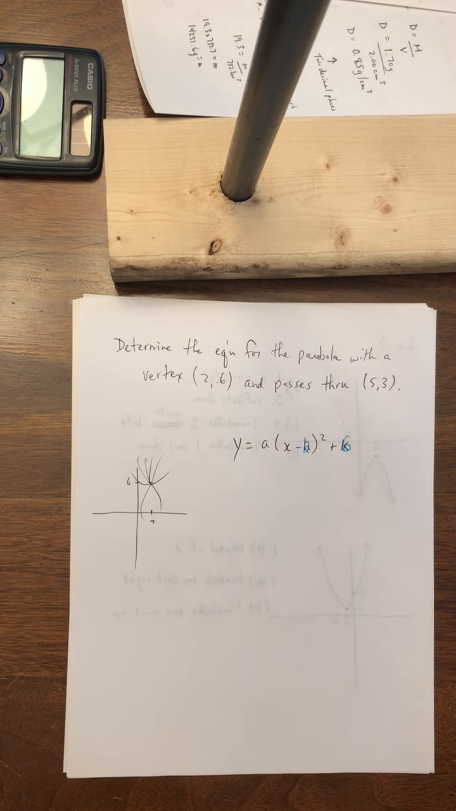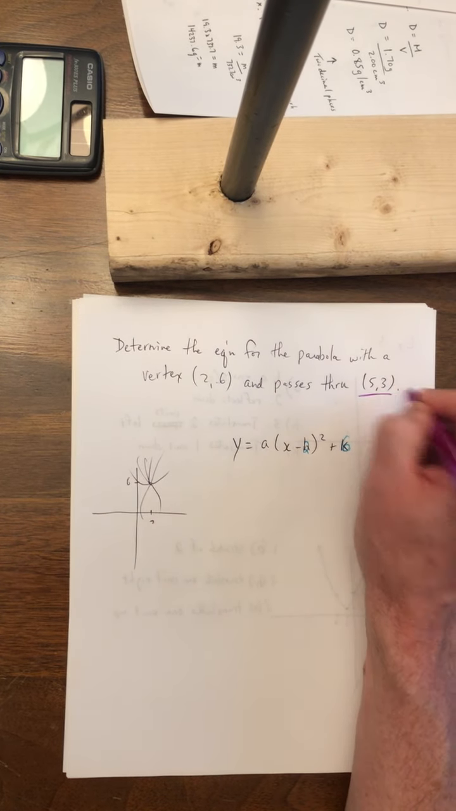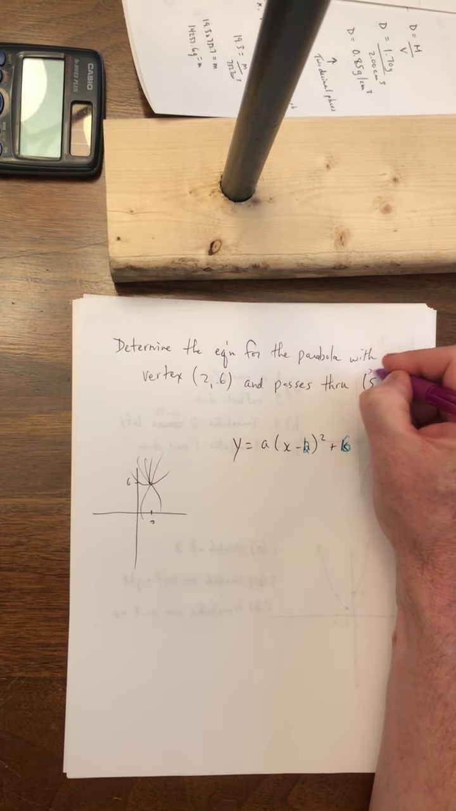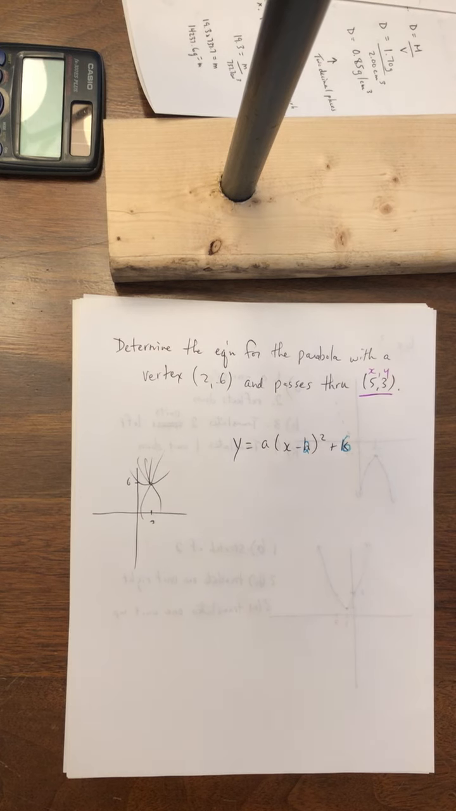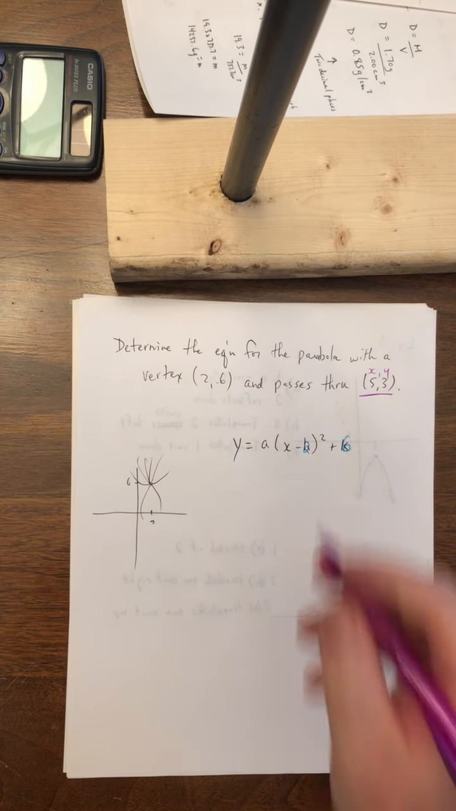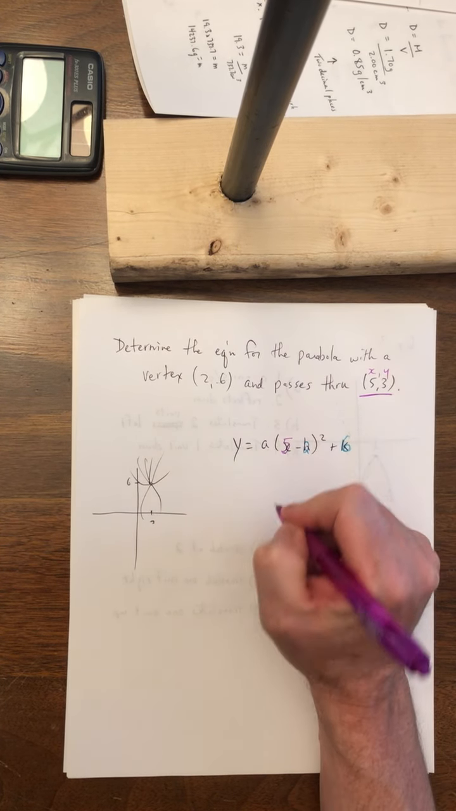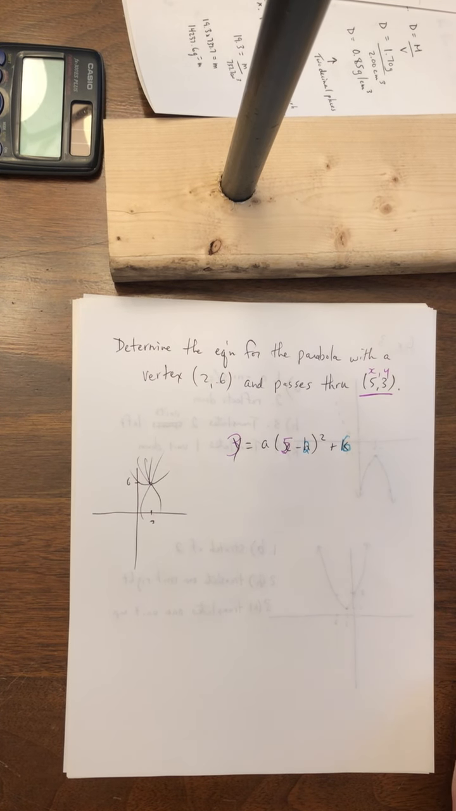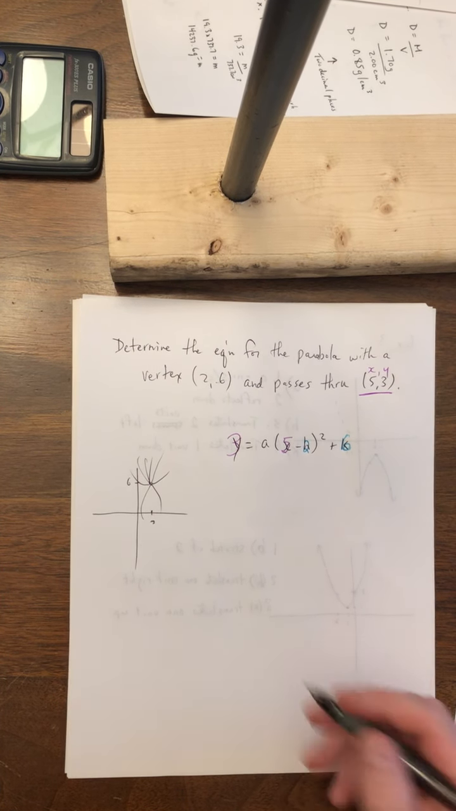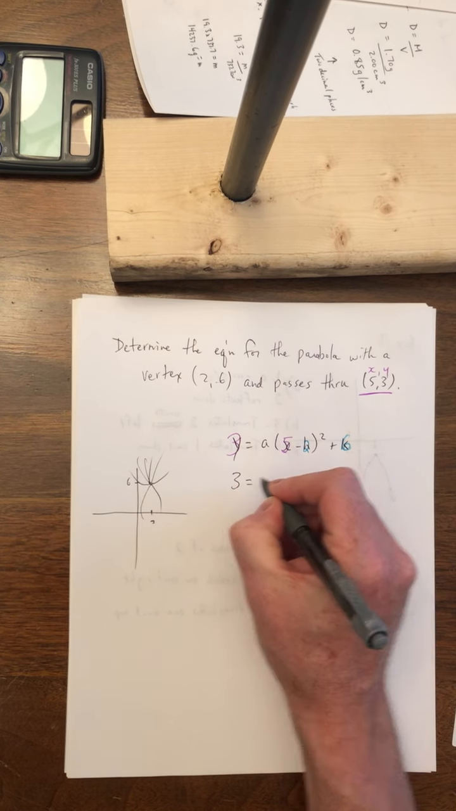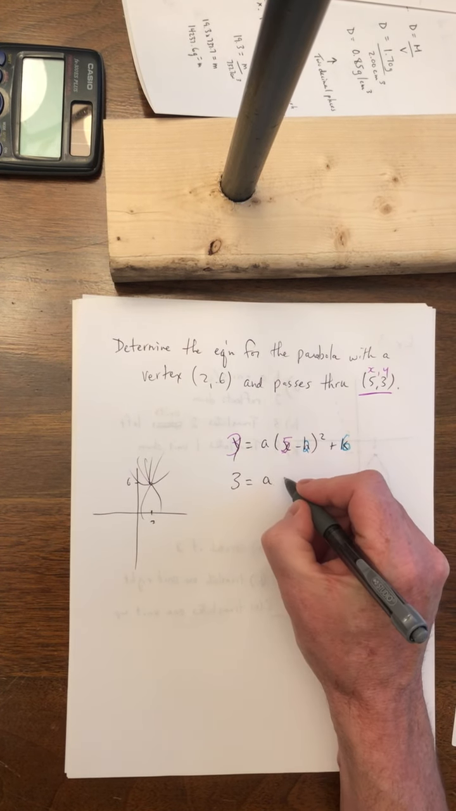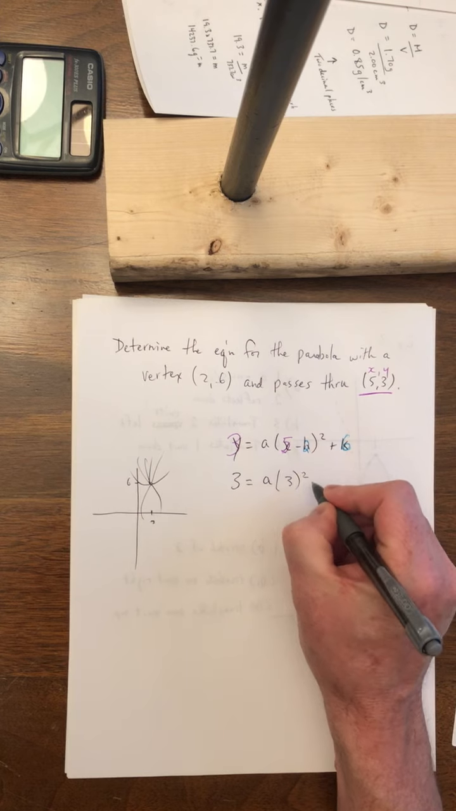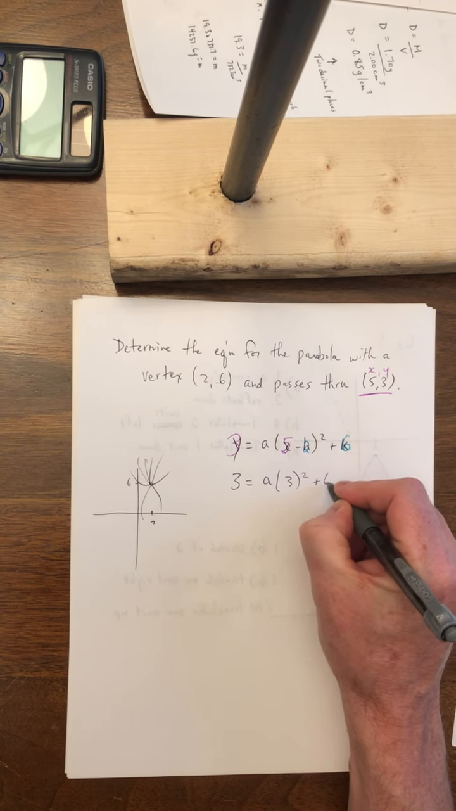But what we're going to do here is we're going to solve. We actually have one other piece of information. We know that we go through 5, 3. So we can sub that point in. X is 5 and Y is 3. And now we can solve this. So 3 is equal to A times (5 minus 2, which is 3) squared, plus 6.